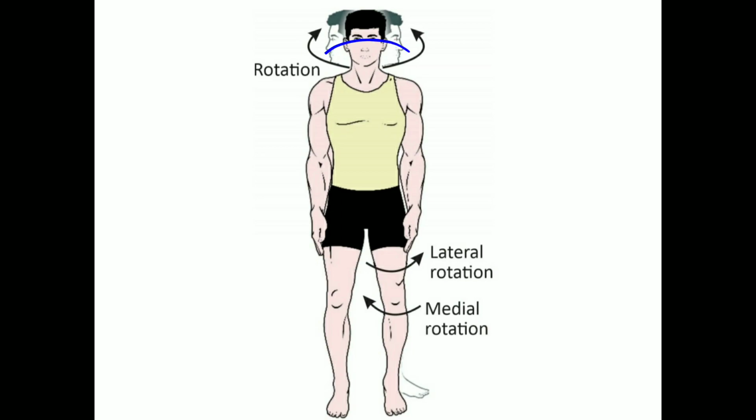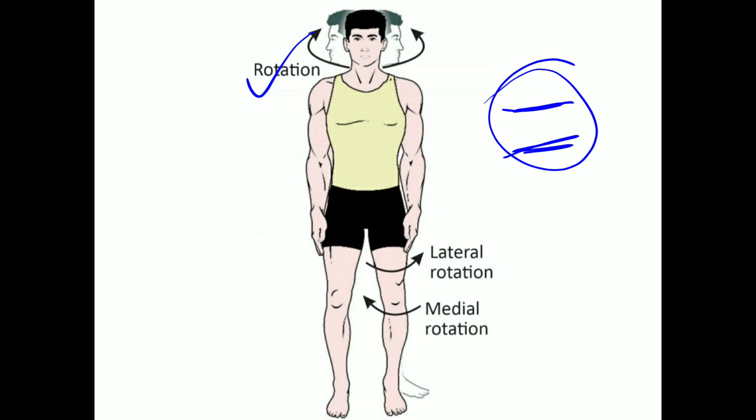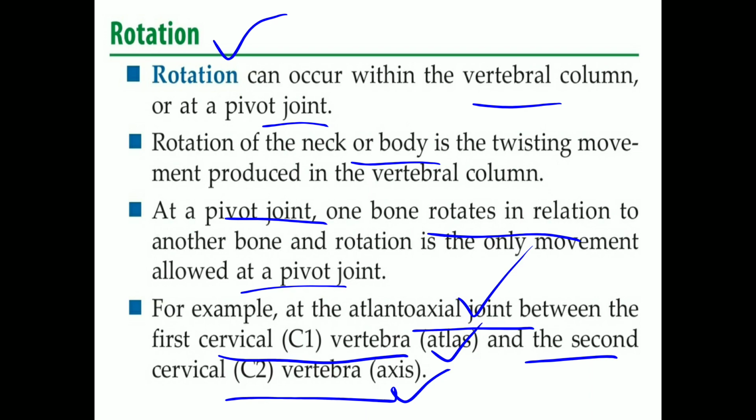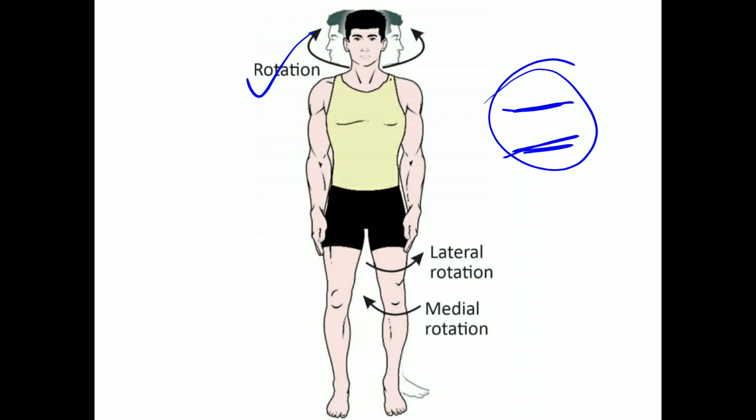You can see that here there is a pivot joint at the neck, the atlantoaxial joint between the first and the second cervical vertebra, which helps the head to rotate from side to side. For example, the atlantoaxial joint between the first cervical vertebra, atlas, and the second cervical vertebra, axis. The joint formed between the atlas and the axis, the atlantoaxial joint, is a pivot joint which causes rotation.